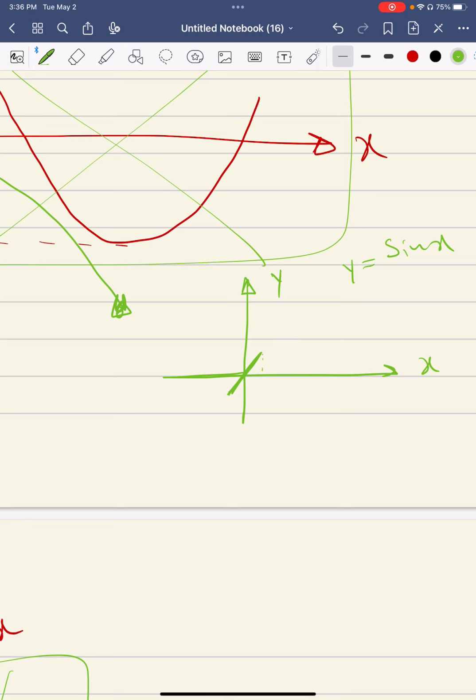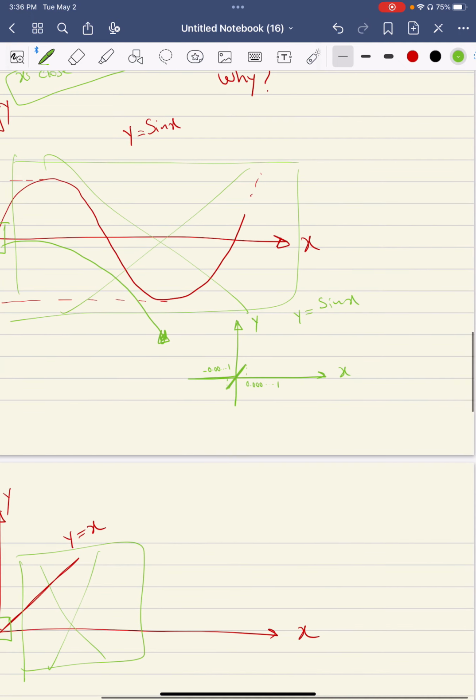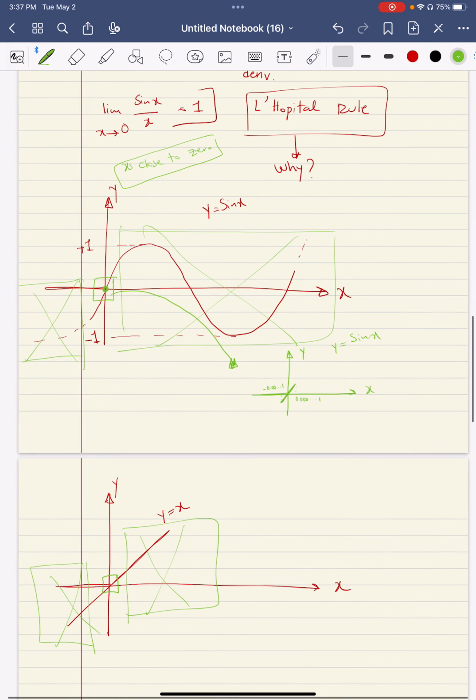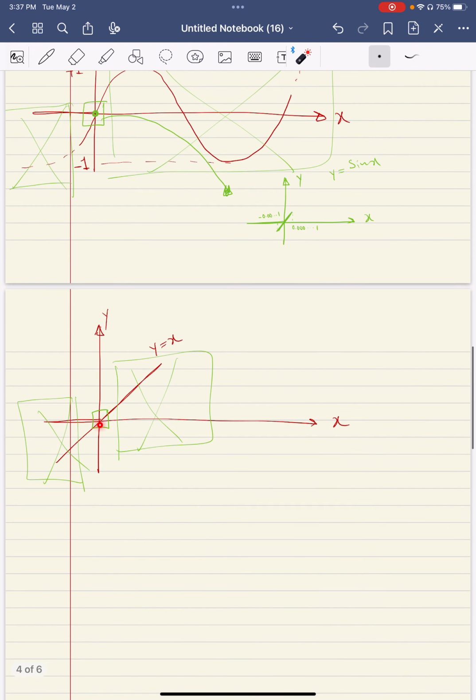So again, we are very close to 0. The value in here is something like 0.0000, a lot of zeros, and then a 1. Or here is a negative value. So we are very close to 0 and we have zoomed in to this part. We will do the same thing for y equals x.